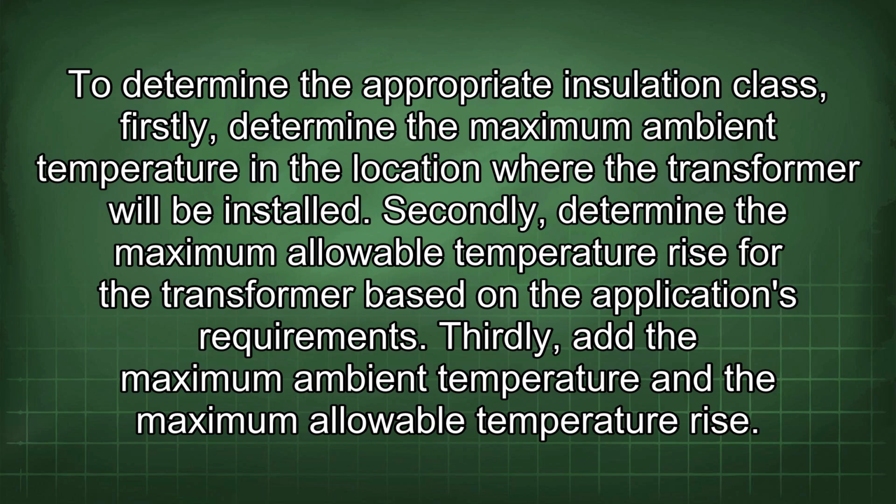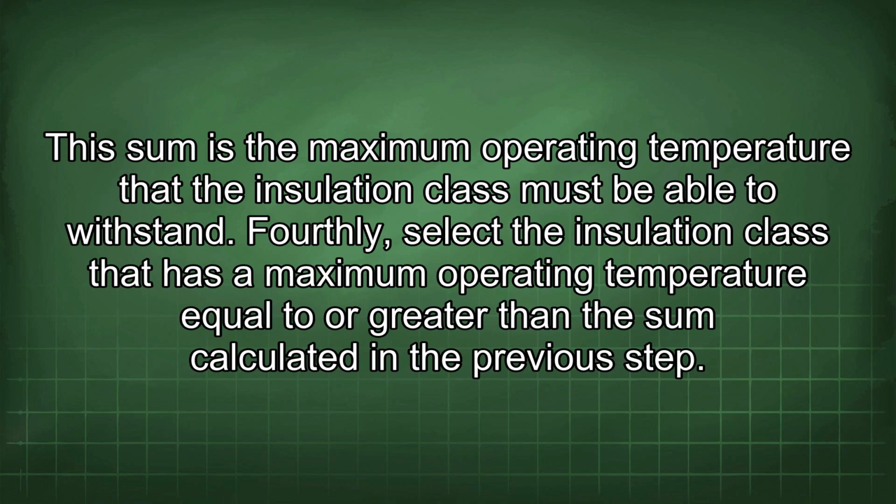To determine the appropriate insulation class, firstly determine the maximum ambient temperature in the location where the transformer will be installed. Secondly, determine the maximum allowable temperature rise for the transformer based on the application's requirements. Thirdly, add the maximum ambient temperature and the maximum allowable temperature rise. This sum is the maximum operating temperature that the insulation class must be able to withstand. Fourthly, select the insulation class that has a maximum operating temperature equal to or greater than the sum calculated in a previous step.